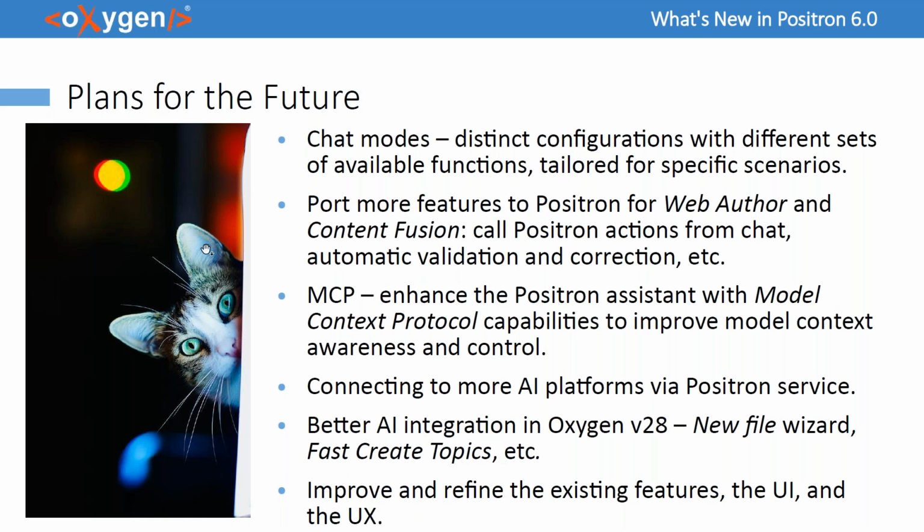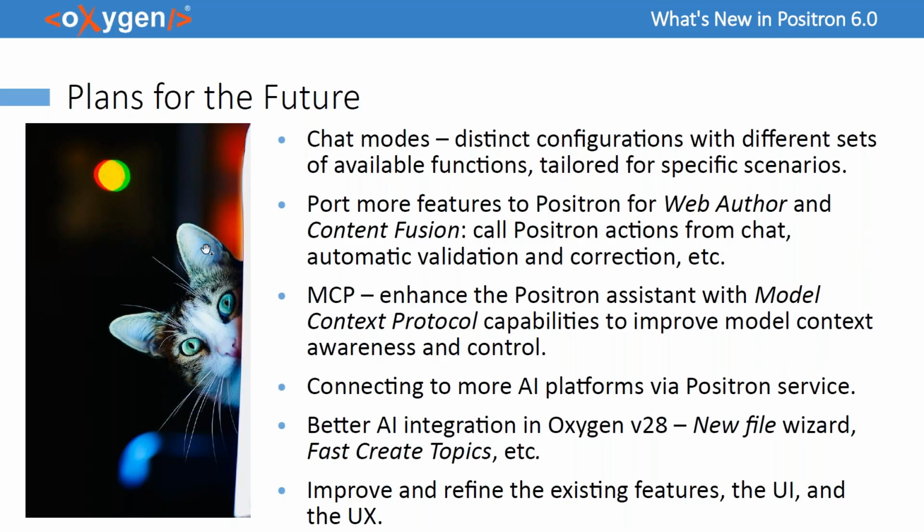We also want to port more features to the Positron add-on in WebAuthor and Content Fusion, such as calling Positron actions from the chat. This is available for now only in the desktop Oxygen, and the same is the case with the automatic validation and correction. It's available in the standalone desktop Oxygen version, and we want to port this into the Positron version for the WebAuthor and Content Fusion.